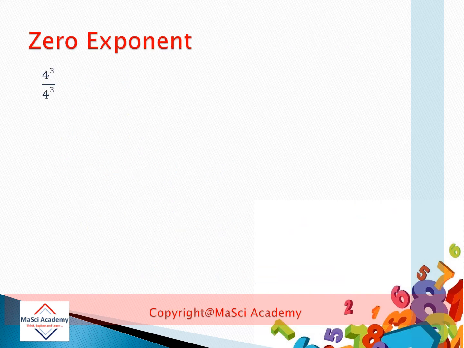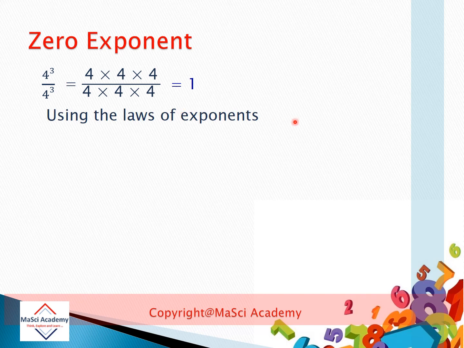There is another term called zero exponent. Let's take an example and see what it means. 4 cube divided by 4 cube is equal to 4 into 4 into 4 divided by 4 into 4 into 4. On cancelling out all the 4's, we get the answer as 1. Using the laws of exponents, 4 cube divided by 4 cube will be equal to 4 to the power 3 minus 3, which becomes 4 to the power 0.